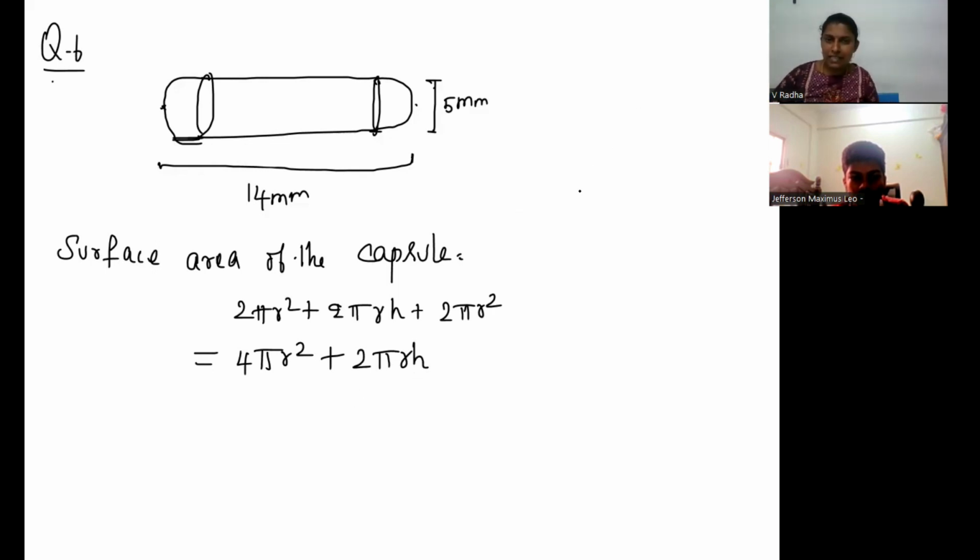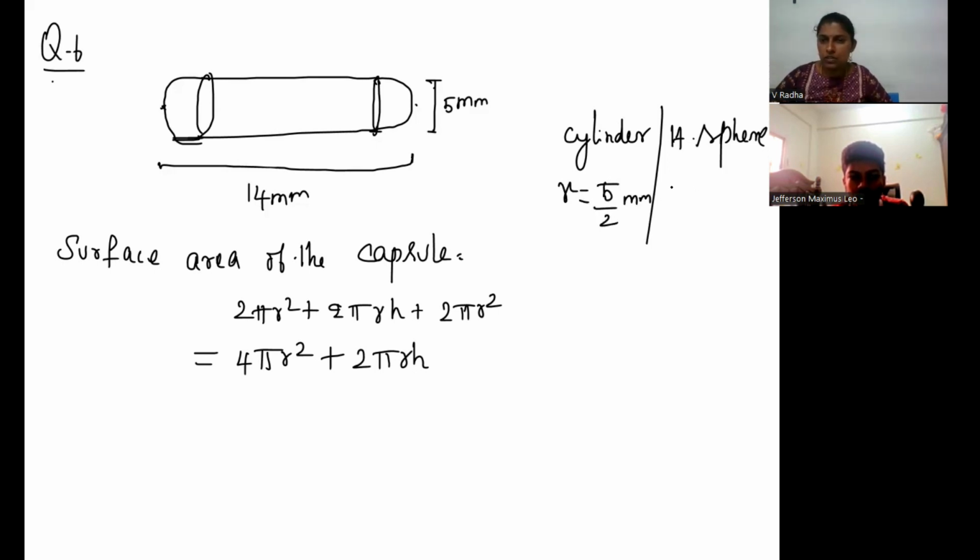Now we write every measurement. The total length is equal to 14 mm. For the cylinder and for the hemisphere, the cylinder radius and hemisphere radius are both the same. So r is equal to 5 by 2 mm. We can write it as 2.5, but avoid the decimal value inside the calculation. Keep the fraction format, and at last we will convert into decimal format. Sometimes canceling is possible, so the fraction format is good for the calculation.